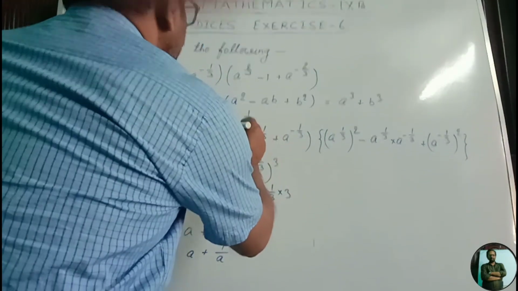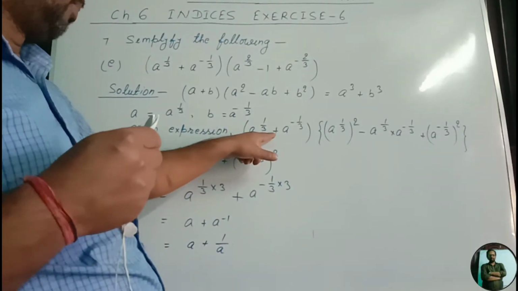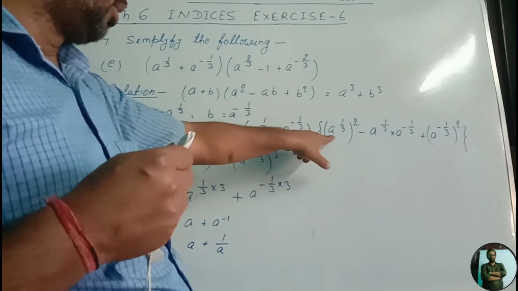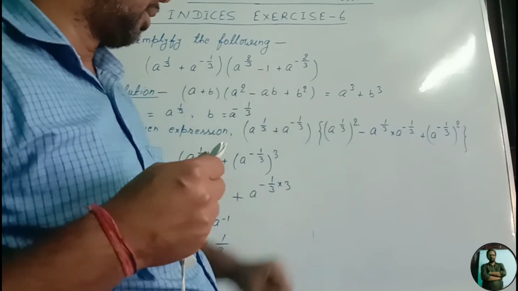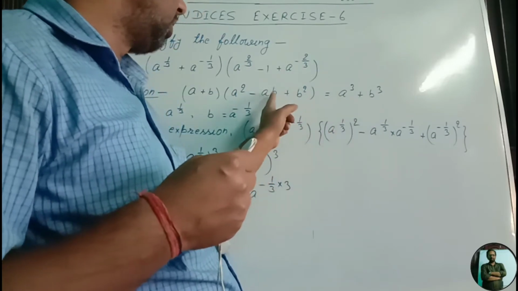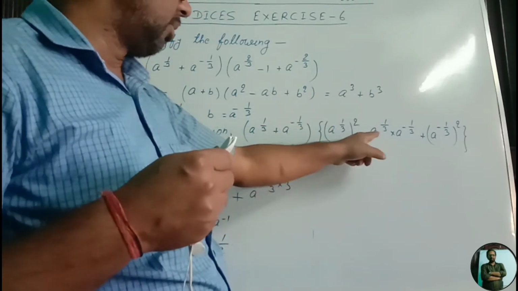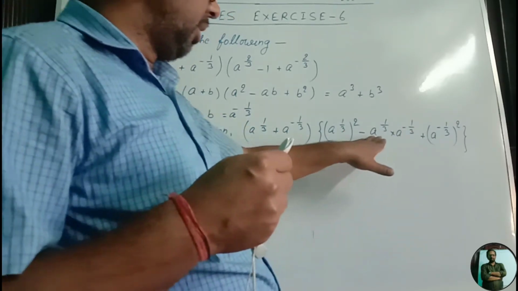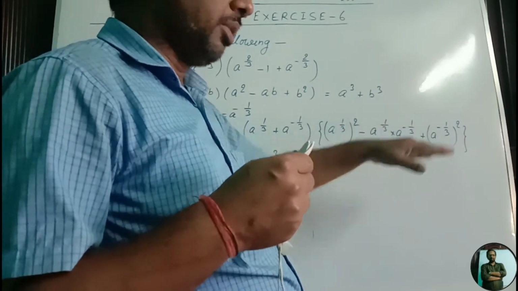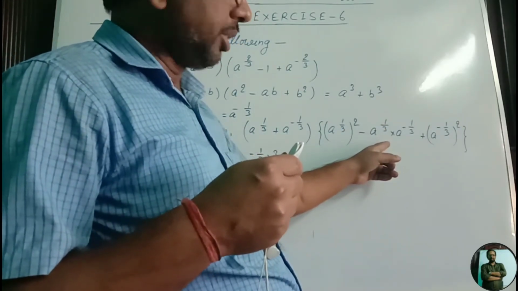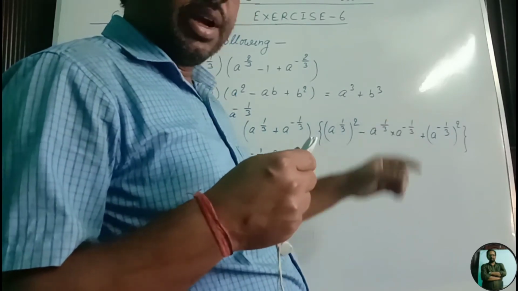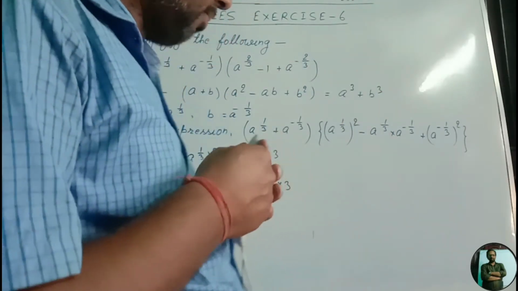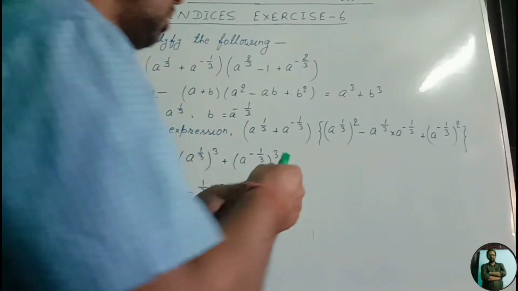Here a plus b will be written as a to the power 1/3 plus a to the power minus 1/3. This a to the power 2/3 will be written as (a to the power 1/3) whole square, minus ab, this is the place of ab. So a is a to the power 1/3 into b is a to the power minus 1/3. Now what is happening here? The bases are same but the powers are different, and both are in the form of multiplication. So the powers will be added with the same base, 1/3 plus minus 1/3.